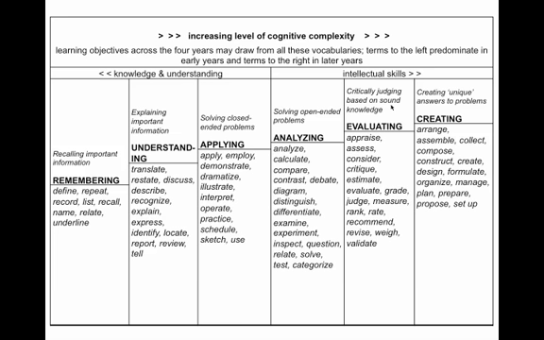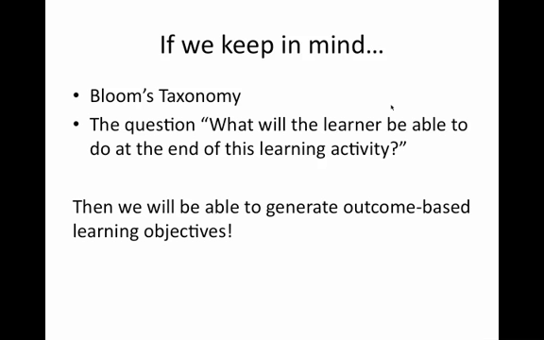So we're always thinking about what stage our learners are at, and we're choosing appropriate action verbs that actually fit with what we can realistically expect our learners to be able to do at the end of a particular learning activity. So if we keep in mind Bloom's taxonomy and we ask ourselves the question, what will the learner be able to do at the end of this learning activity, then we'll be able to generate outcomes-based learning objectives that are specific, measurable, achievable, relevant, and timely.